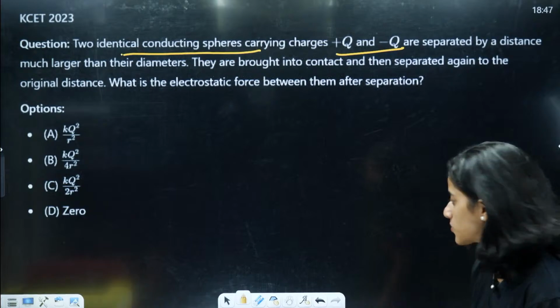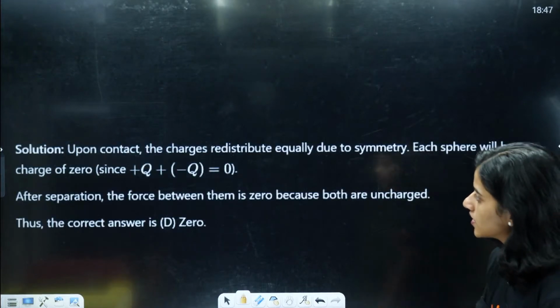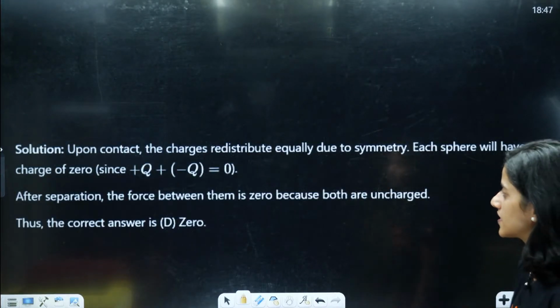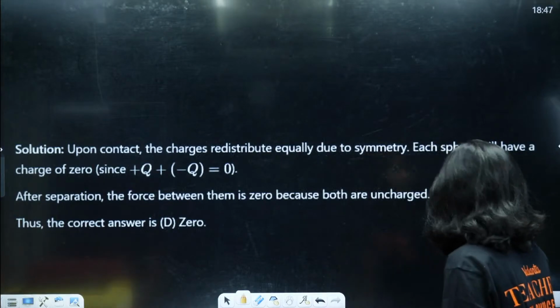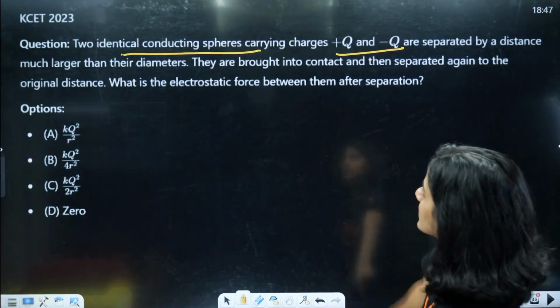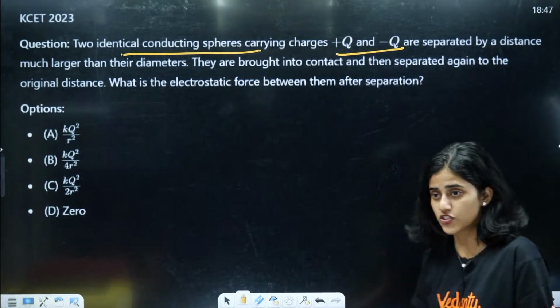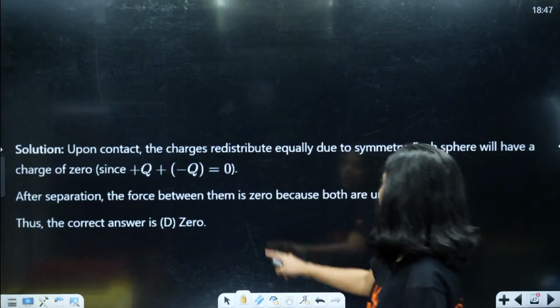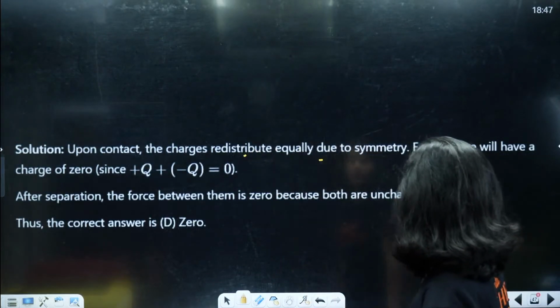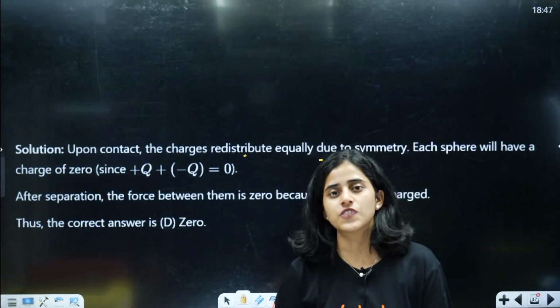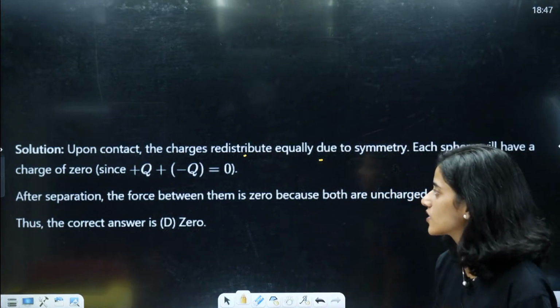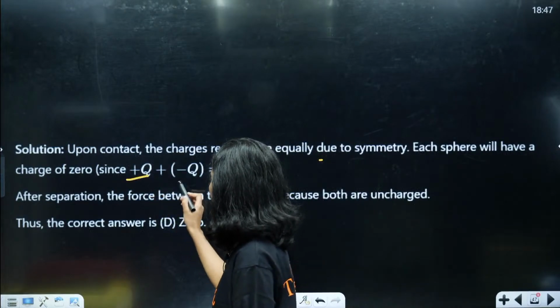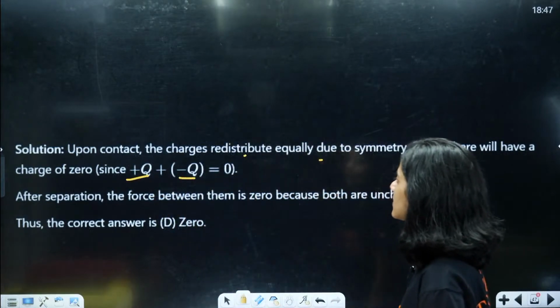Okay, let's move on to the solution. So this is a very simple question. Conducting spheres conduct charges, so the charges redistribute equally. Each sphere will have a charge of 0, since it's plus q and minus q.